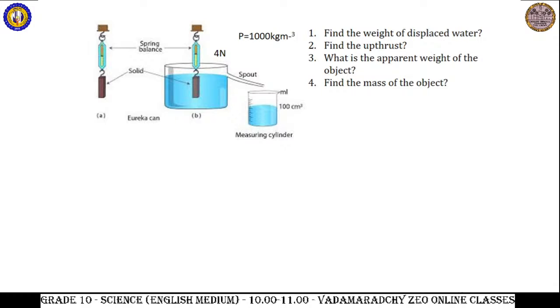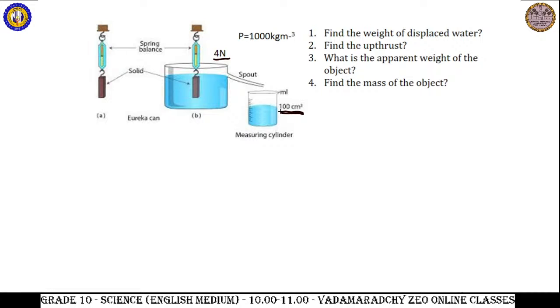Now another exercise. Two facts are given: the apparent weight of the object is 4 Newton, and the displaced volume of water is 100 centimeter cube. Here you have to consider that this is volume, not weight. Archimedes principle says the weight of displaced water is equal to upthrust, not volume.